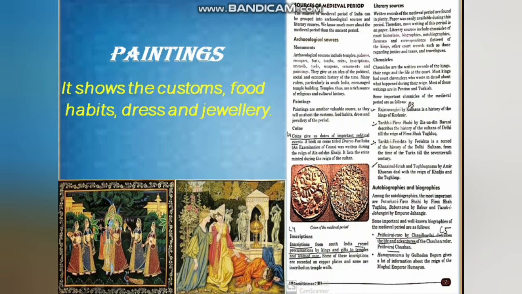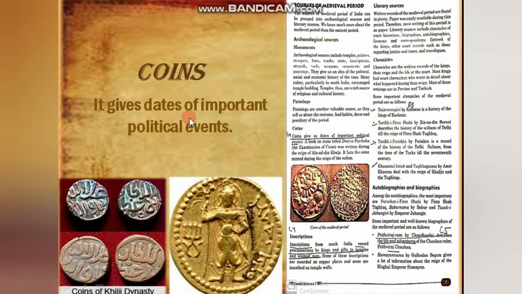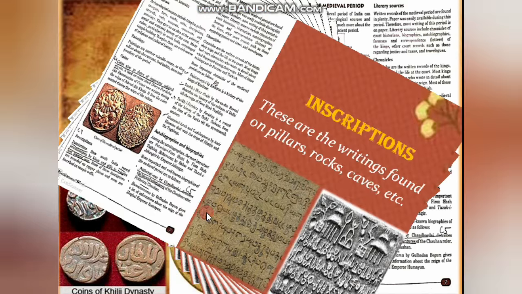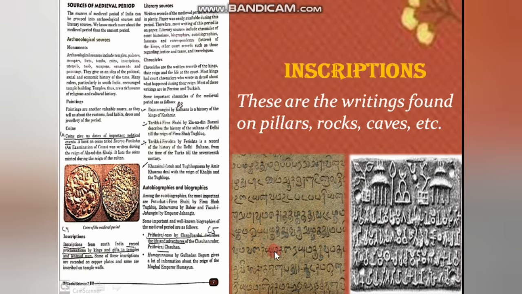Next one is paintings. It tells us about the customs, food habits, dress, and jewelry of the period. Coins give us dates of important political events and is quite possible to understand the economic condition of the time. Inscriptions and coins are the most dependable sources of history because they are more authentic and informative. Inscriptions record proclamations by kings and gifts to temples and learned men.